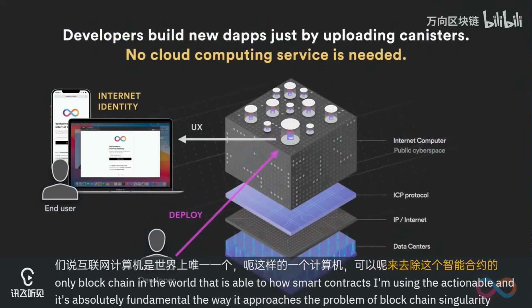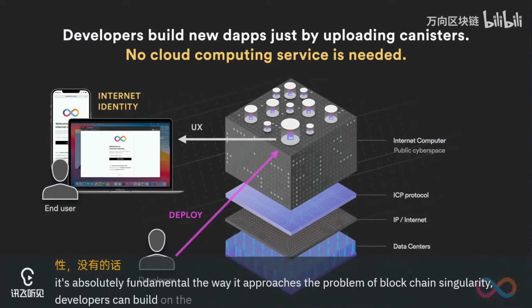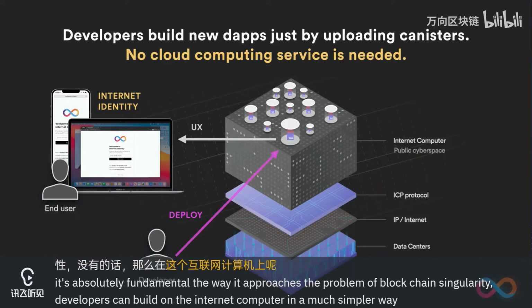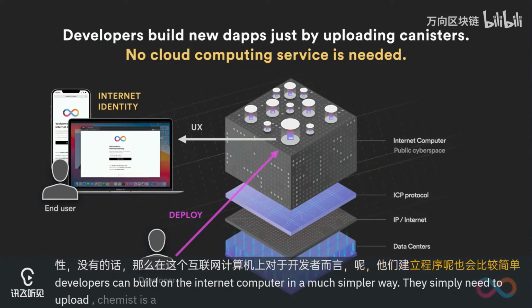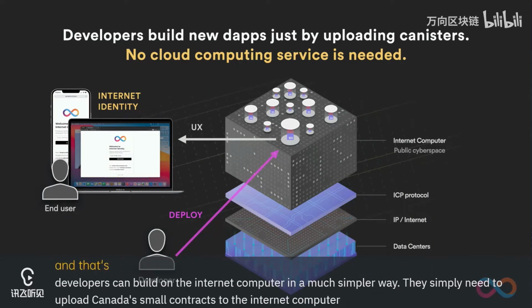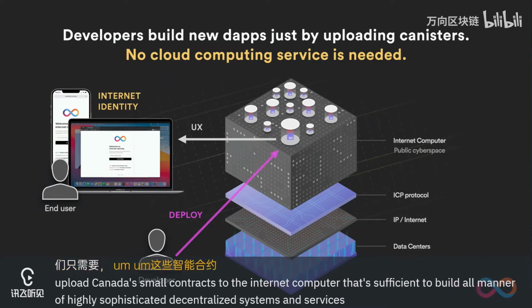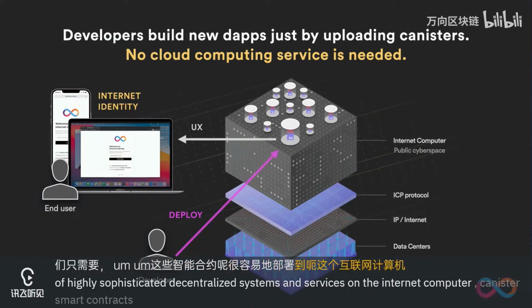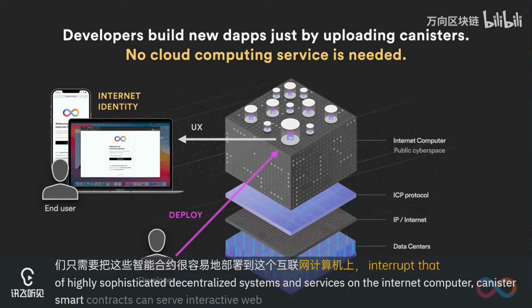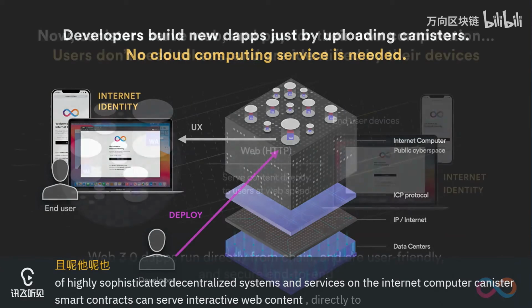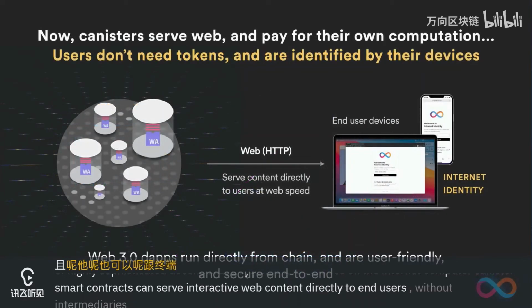Developers can build on the internet computer in a much simpler way. They simply need to upload canister smart contracts to the internet computer, and that's sufficient to build all manner of highly sophisticated, decentralized systems and services. On the internet computer, canister smart contracts can serve interactive web content directly to end users without intermediaries.